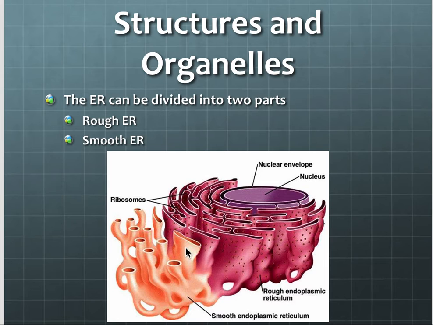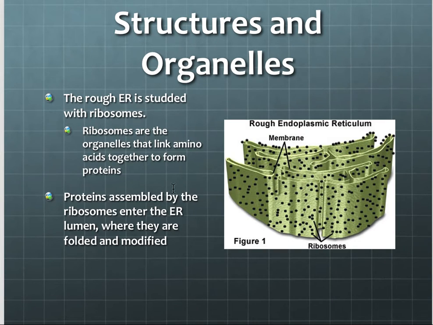The part that is in lighter pink here, or the coral color, does not have these dots or the ribosomes on them, and that is called the smooth ER. The rough ER, this is what it looks like, is studded with ribosomes.